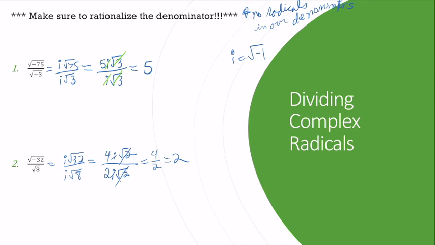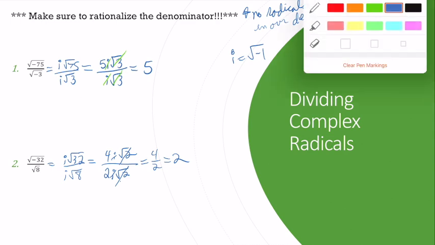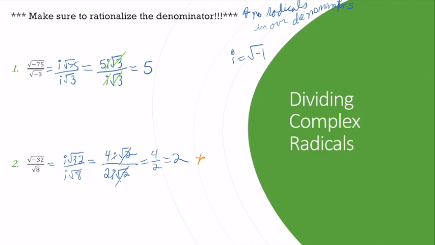Let me come up with one more little simple example. So if I have 2 over i, which is the square root of negative 1, as I said, we don't want that in our denominator. So I'm going to have to multiply it by i over i, which would give me 2i over i squared, which becomes 2i over negative 1, which would just give us negative 2i, because we don't want any radicals or i's in our denominator.